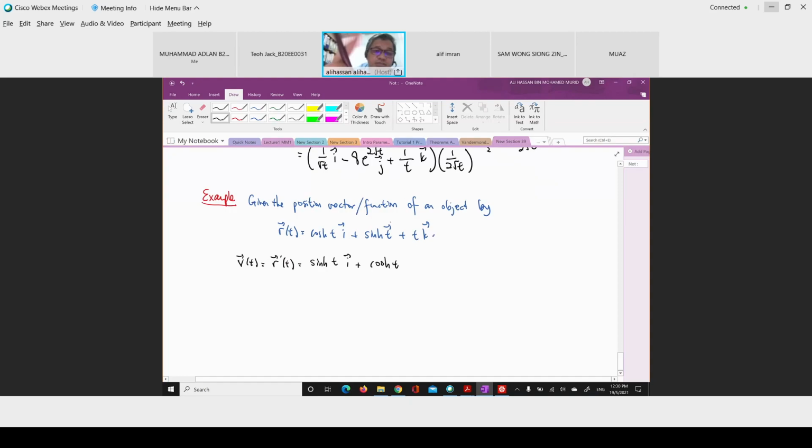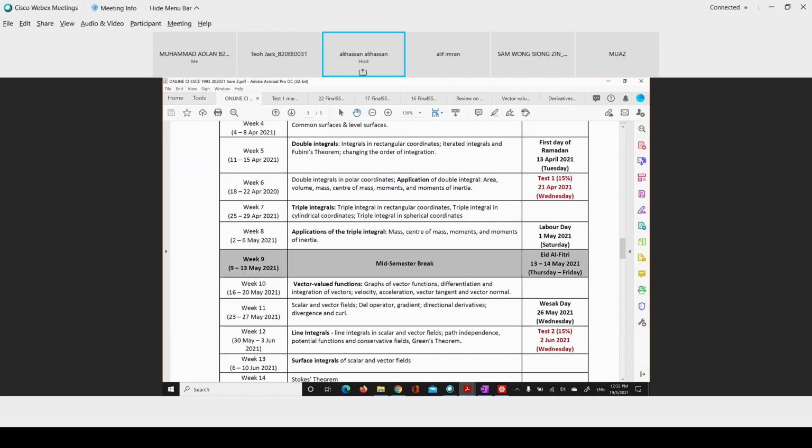If you look back at our lecture plan, I'm not able to cover everything here. We have already discussed the graph of vector function, differentiation, velocity, and acceleration. I'll discuss the others next week: integration of vectors, vector tangent, and vector normal. There's not enough time this week, so I will discuss them next week, inshallah.